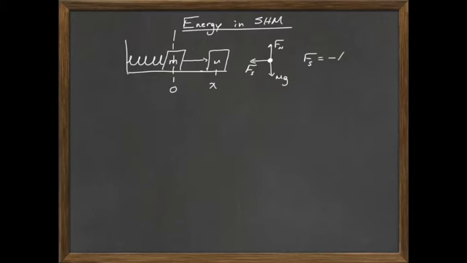Recall that the spring force from Hooke's law is the negative of the spring constant times its displacement from equilibrium. And remember, it's negative because it's always trying to restore it back to equilibrium. The potential energy for a spring, remember, is 1/2 of the spring constant times its displacement from equilibrium squared.